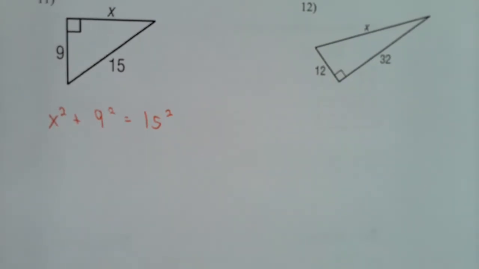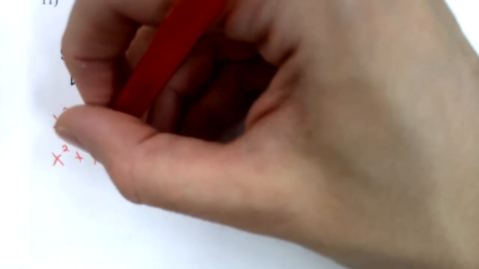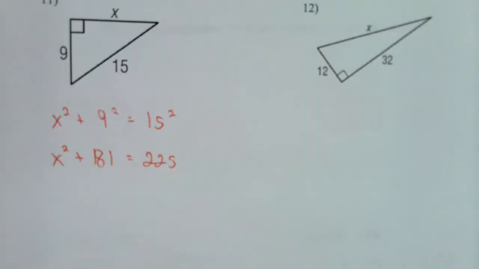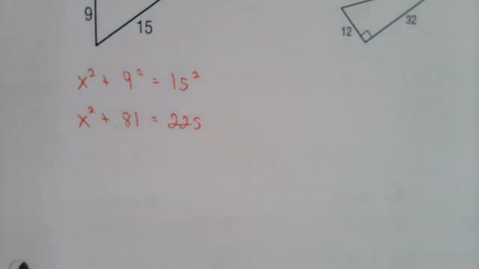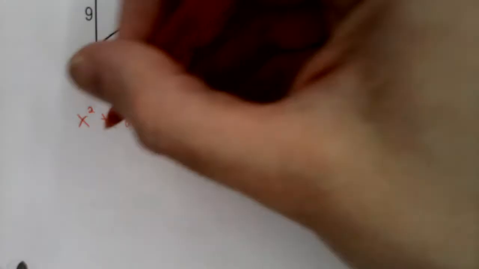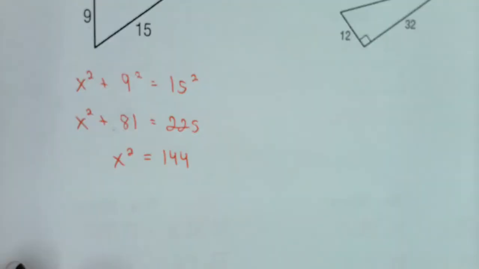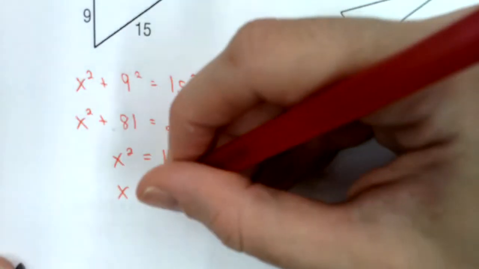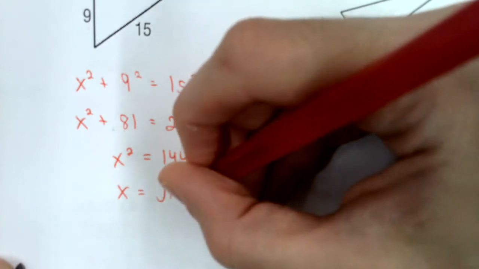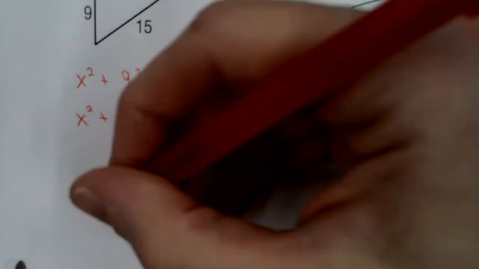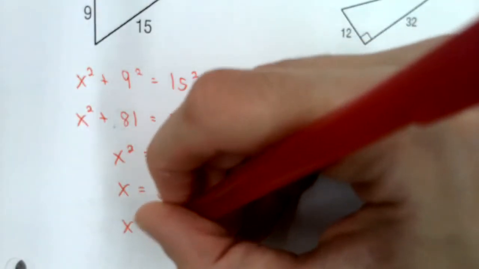X squared plus 144 equals 225. I mean 81. I just gave away the answer right there, but it's okay. X squared plus 81 equals 225. 225 minus 81 is 144. X equals the square root of 144. Remember, you only want the positive answers for these because we're talking about a distance. And that's a perfect square, so x is going to equal 12.